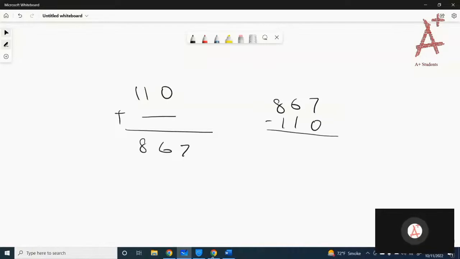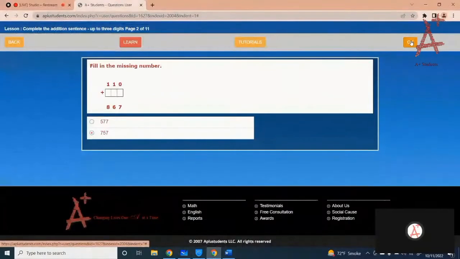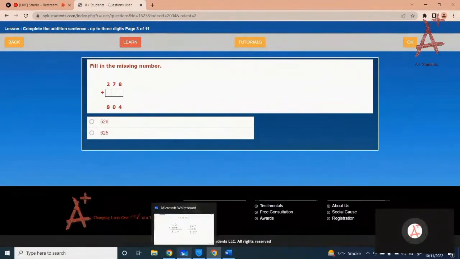So just subtract them. 7 subtract 0 is 7. 6 subtract 1 is 5, and 8 subtract 1 is 7. It would be 757. Got it? It would be 757. Just select the correct option and click on the OK button. Okay, move on. Okay, the next one is the missing number plus 278 equals 804.